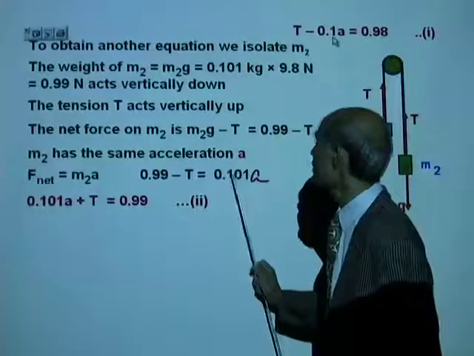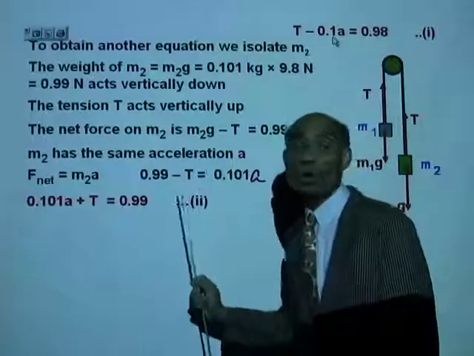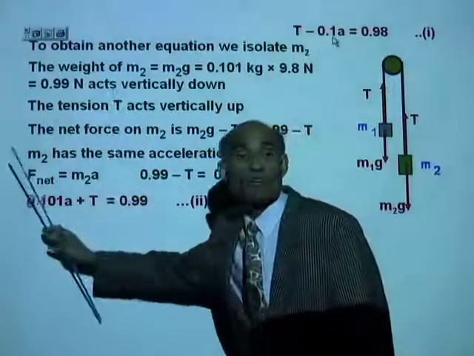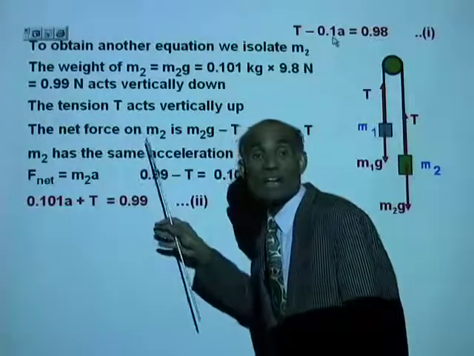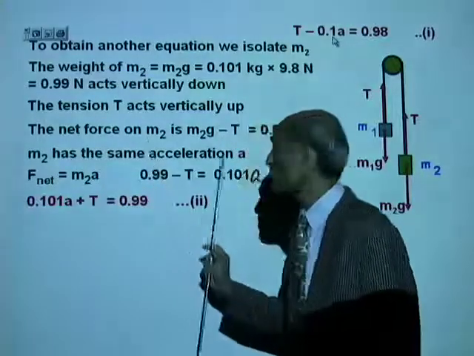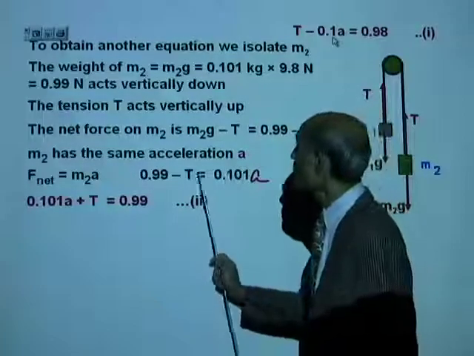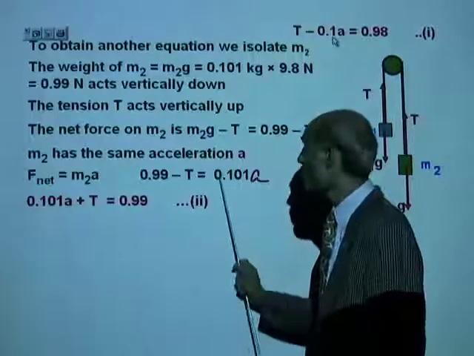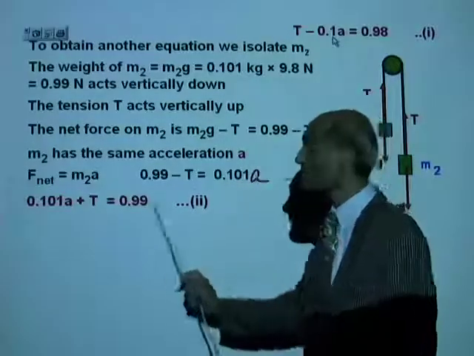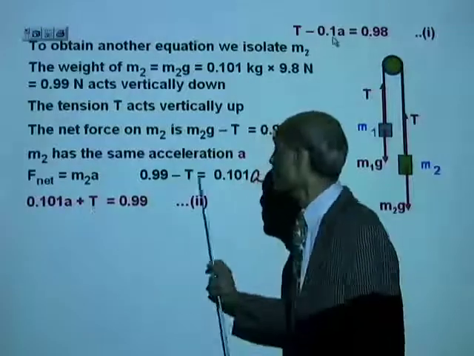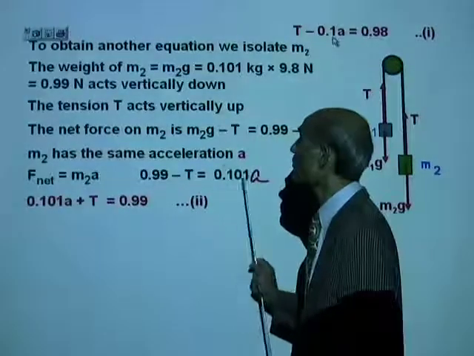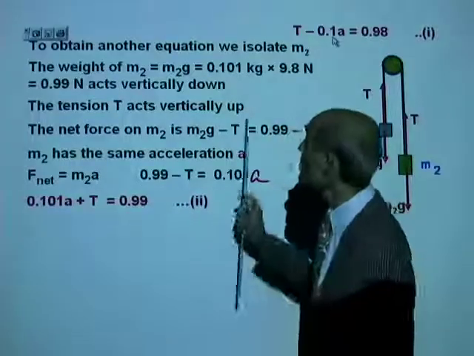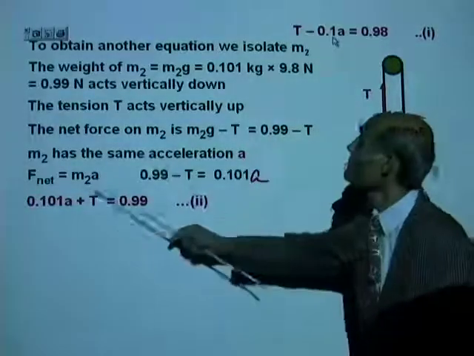Rearrange the equation. Always when you write equations like this, take all the variables to the left side and keep the constant numbers on the right. So what we will do is take the negative T to the right. You get 0.101A plus T, that is this. 0.101A plus T equal to 0.99. We got two equations. Can you solve these two equations?